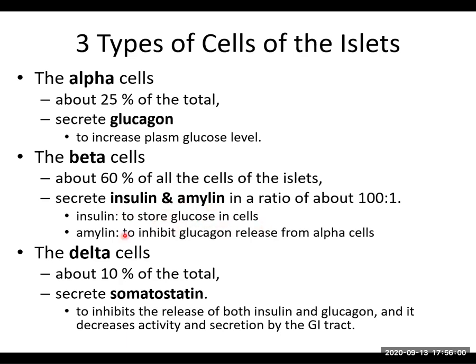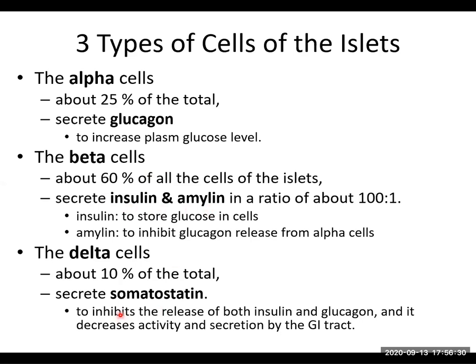Amylin is produced to inhibit the alpha cell from producing glucagon. We don't want these two to fight each other. So when beta cell produces insulin, about 1% of that hormone is amylin, and the amylin is to inhibit the alpha cell from producing glucagon. So that's insulin and amylin.